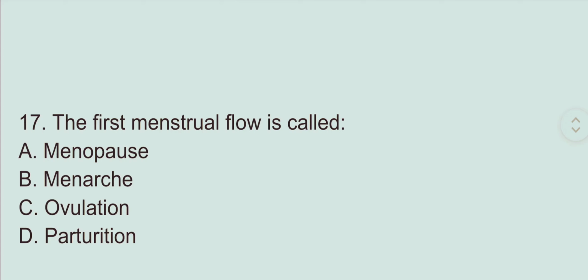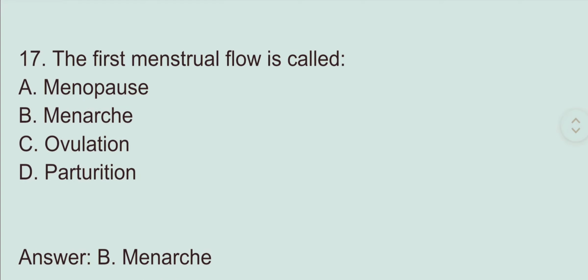Question number 17. The first menstrual flow is called. The correct option is option B, menarche. The first menstrual flow is called menarche and the last menstrual flow is called menopause, where menstruation stops.